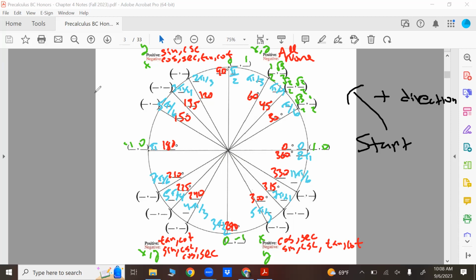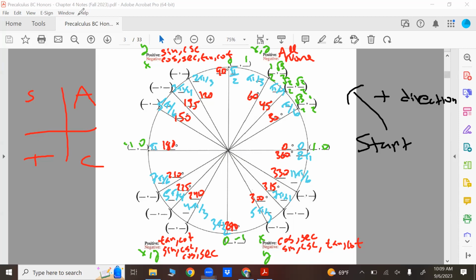So one way you can remember this, ASTC, you can say all students take calculus, all students take chemistry. One of my sophomores many years ago said aardvarks sleep towards California. I don't know, it's still, these weird things stick in my head. So don't mind my bizarre acronyms here. But all students take calculus, go counterclockwise.